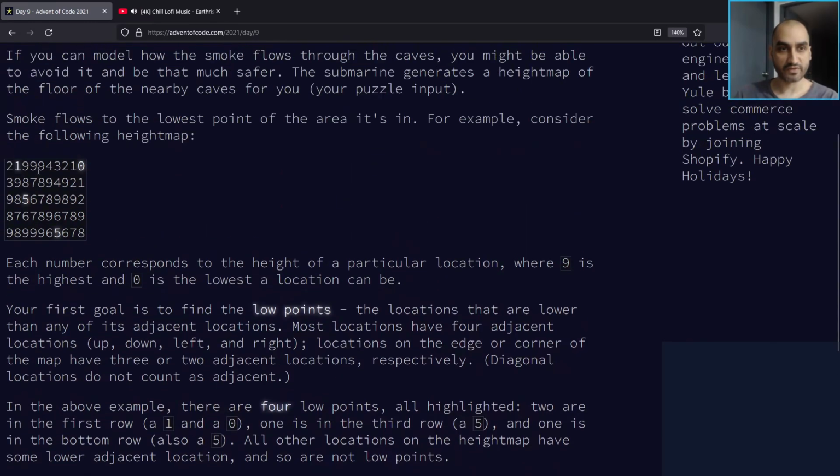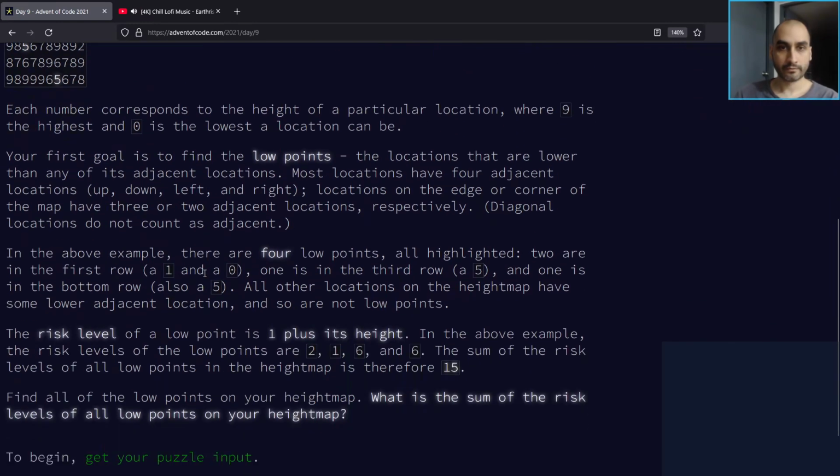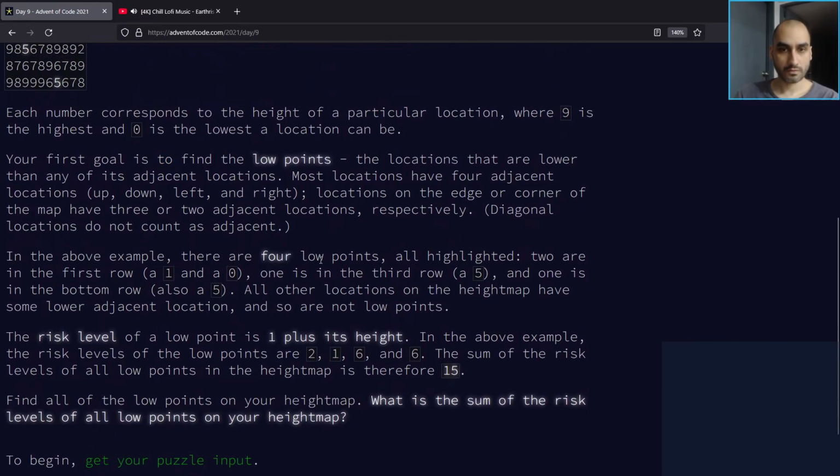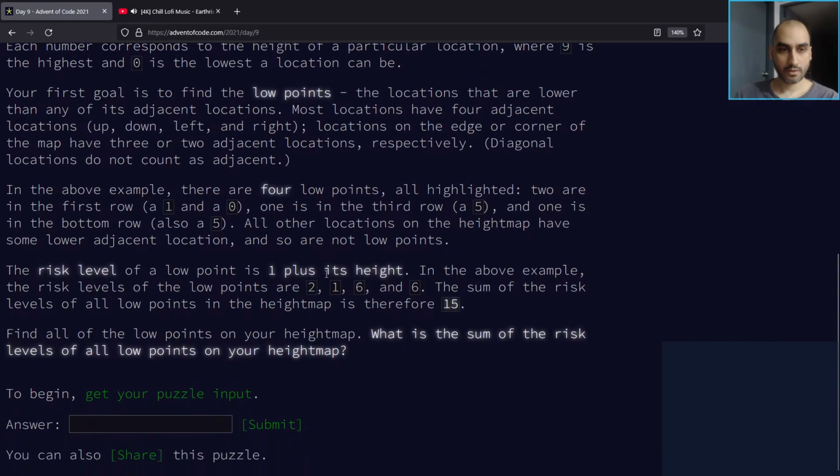Okay, so we need a neighbor function. And then a trough is basically something which is strictly lower than all of its neighbors. Strictly lower, not lower or equal to. Yeah. So therefore, the risk level of a low point is 1 plus its height.